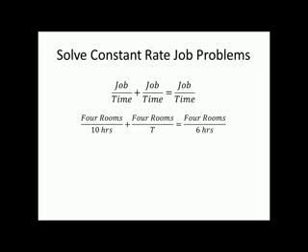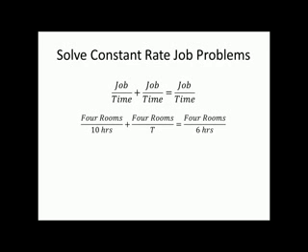So our job, no matter if we're talking about April, Patrice, or together, is 4 rooms. It takes Patrice 10 hours to complete that, so we put that as his time. We're trying to solve for April's time, so we put a variable t there. And we know that working together they can paint those 4 rooms in 6 hours. So that's their time together.